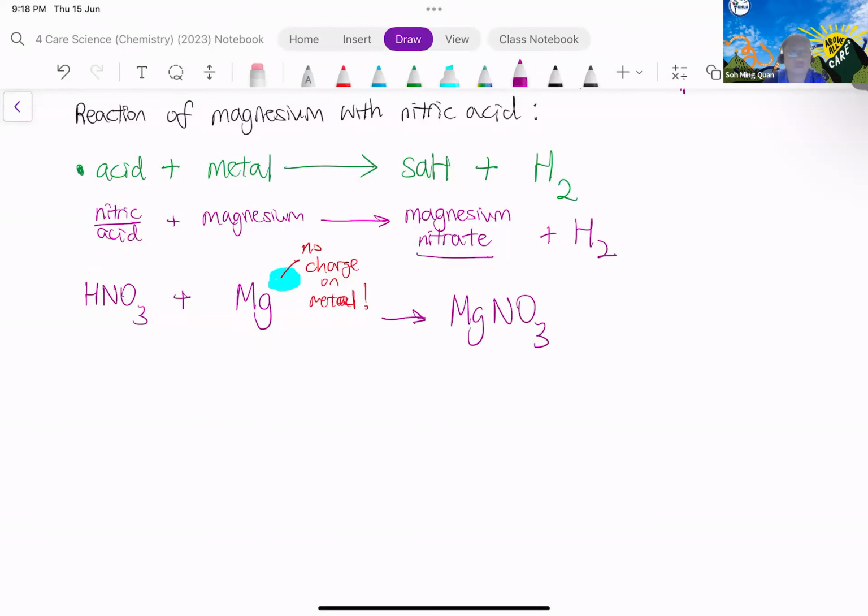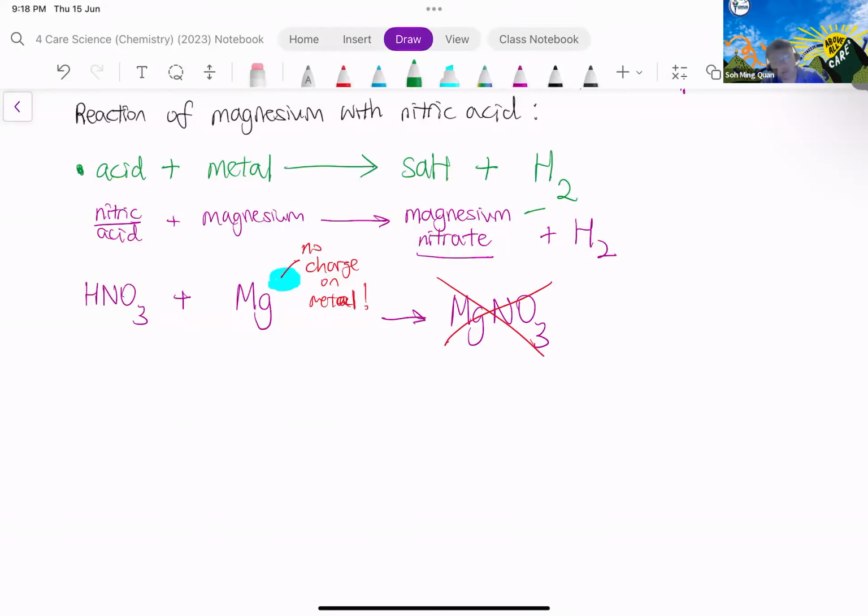Is this formula correct? Can we really assume there's one magnesium and one nitrate? Is this how you write formula? Just assume there's one of each. Of course not. This is wrong. So what must you do when you write formula? When you write formula, don't rush.